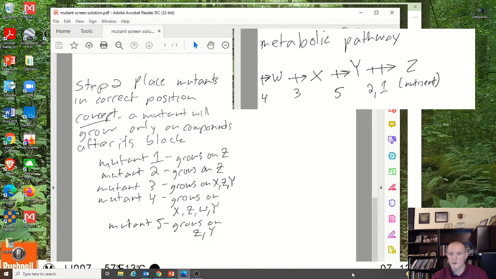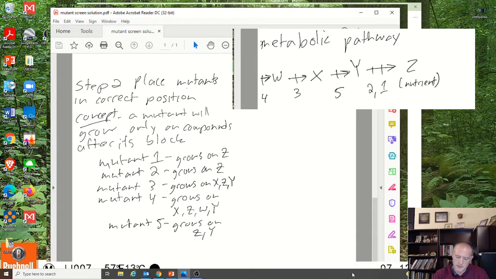right? So if it only grows on Z, that means Z is after its block, and it's the nutrient, and every other compound is before its block, right? So the only possible position is the step between Y and Z, right? So we'll put it there. Mutant 2, that one will grow on Z only as well, right? So both 1 and 2 only grow on Z. So in similar fashion, it would also have to have a block right before Z, right? And after all the other compounds. And so in this case, it is in the same position as mutant 1. So there's basically 2 in that step that converts Y to Z, right?